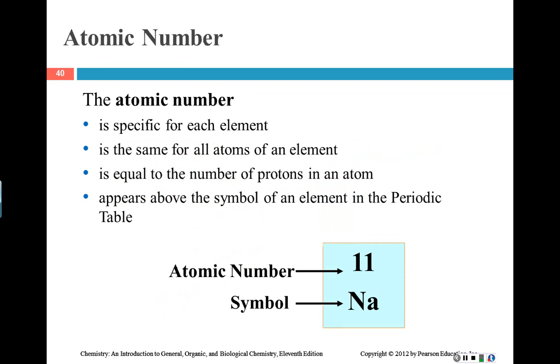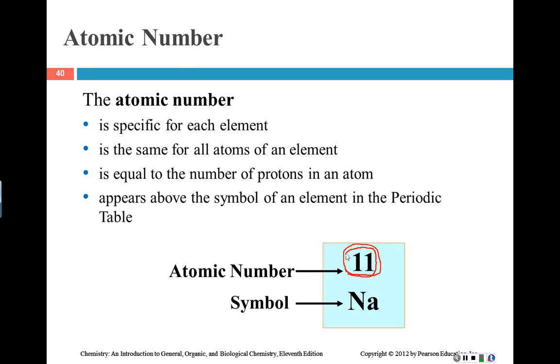The atomic number is specific for each element. It's the same for all the atoms of an element. It's equal to the number of protons in an atom. So usually you'll see this number above the symbol, and in the periodic table, this is your atomic number.